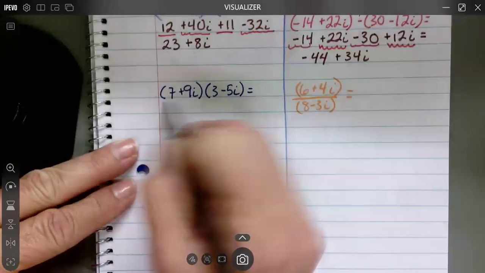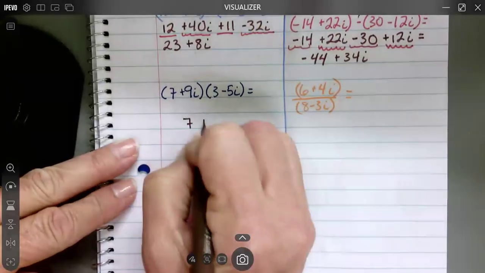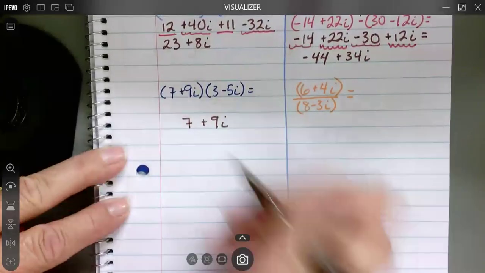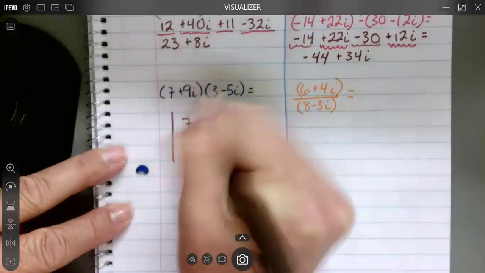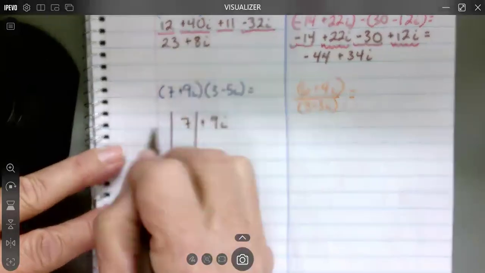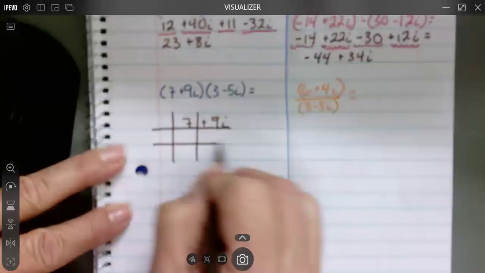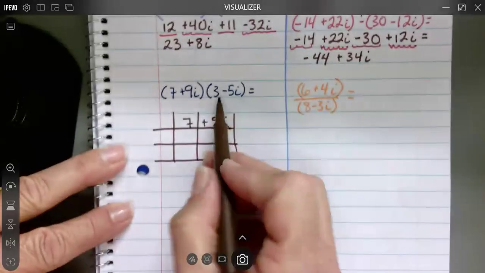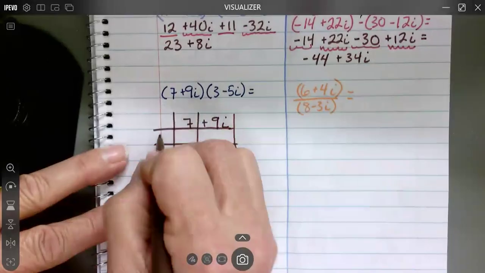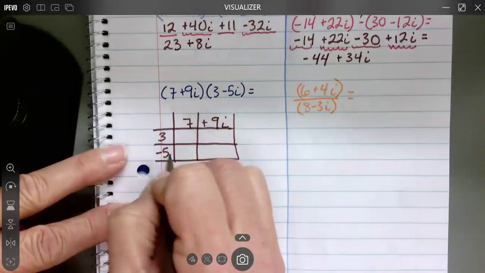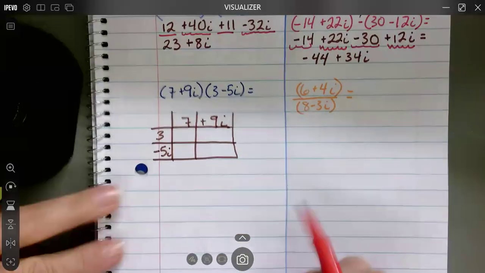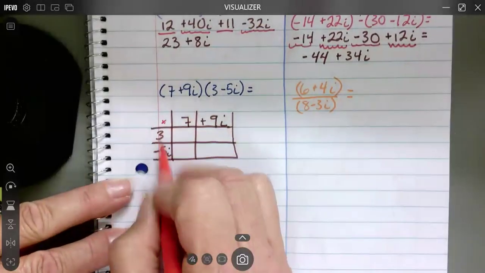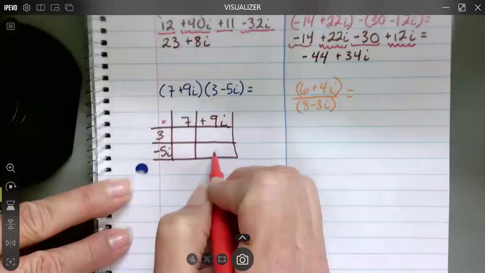So we're going to do 7 plus 9i, which is just that first parentheses. And then I'm going to make that into a box. Put it into a box, just like that. And then the 3 minus 5i go on the side. From there, we multiply the 7 times both terms and the 9i times both terms.